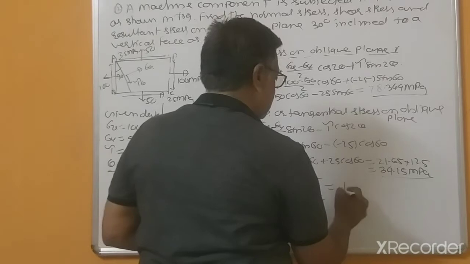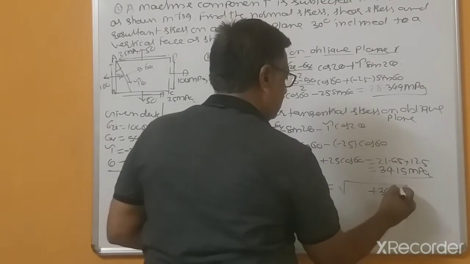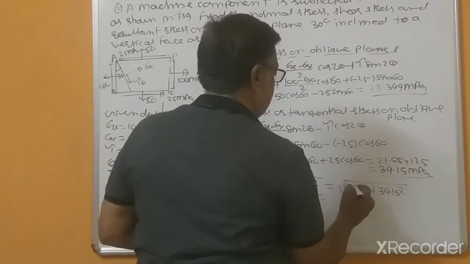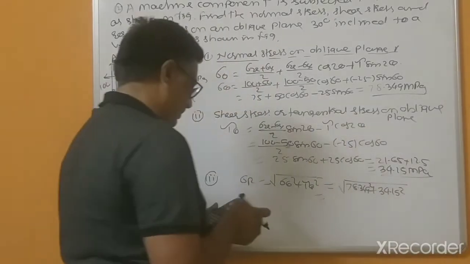So that's why sigma theta 78.349 squares.